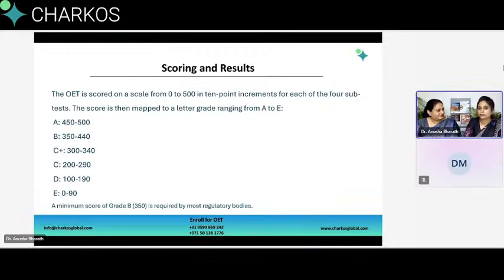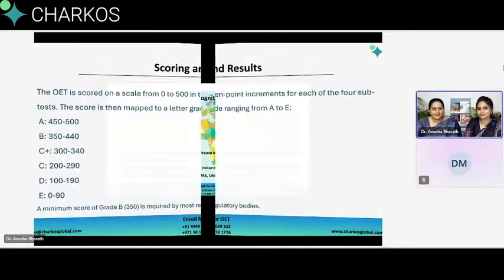And it depends on the modules as well. For example, in the UK, you're expected to have a B grade in reading, listening, and speaking, and a C plus, that is, your score should be between 300 to 340, in the writing module. Oh, thank you. It was informative.